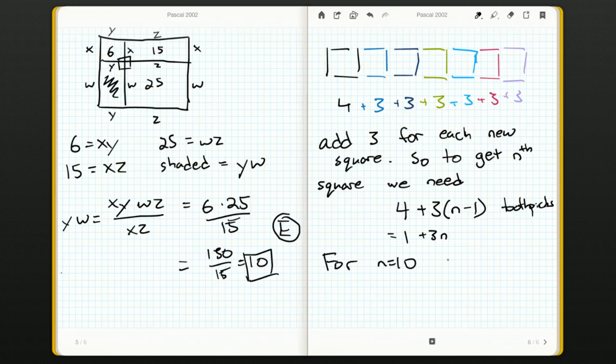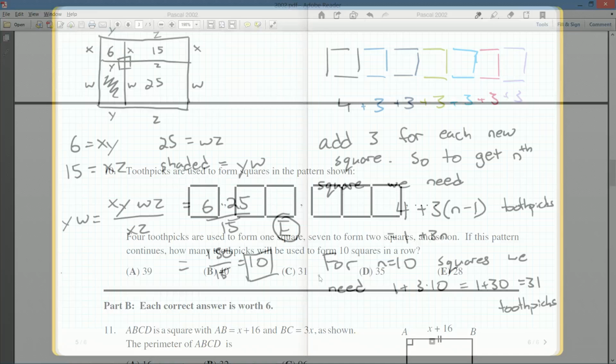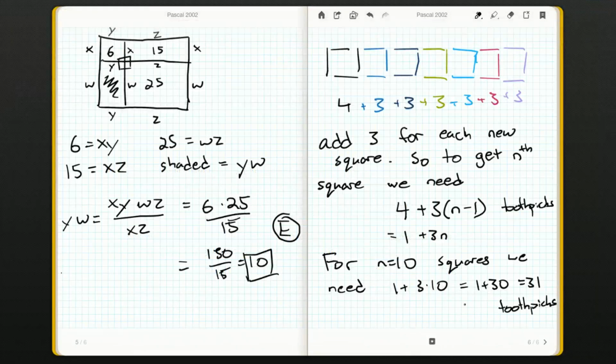So we want 10 squares. So we plug that into our formula. 3 times 10 is 30, so that's 1 plus 30, 31 toothpicks. Okay, and I believe I saw 31 as one of the answers. I just need to remember which one it is. Right in the middle there, C. So C is our answer, and that does it for part A on the contest.